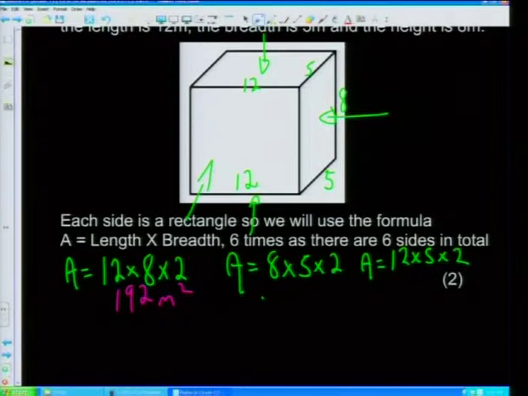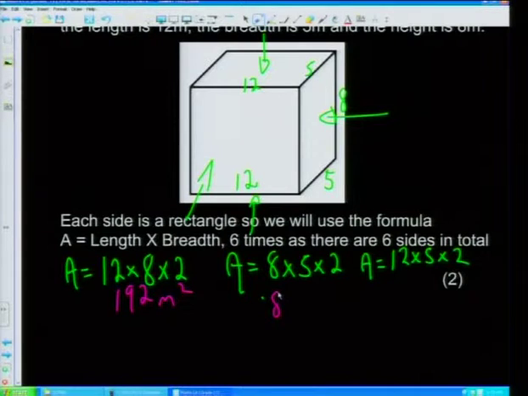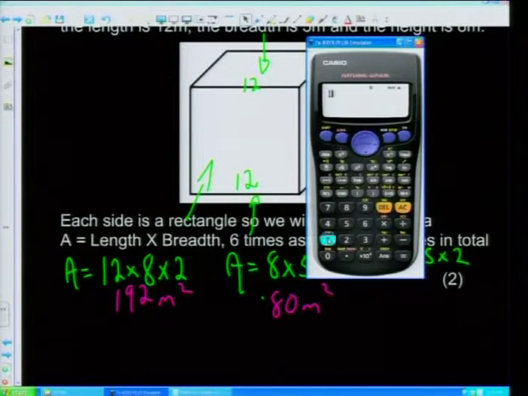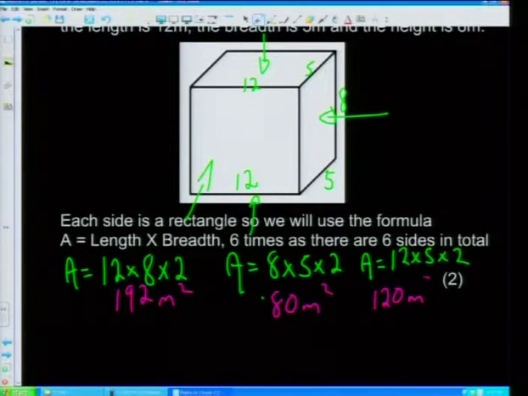Okay, next thing is 8 multiplied by 5 multiplied by 2, because there are 2 of them, and I get 80. So we're going to now write 80 what? Meters squared. Okay? And finally then, 12 times 5 times 2. Clear our calculator, 12 multiplied by 5 multiplied by 2 equals 120. 120 what? 120 meters squared. There we go, 120 meters squared.